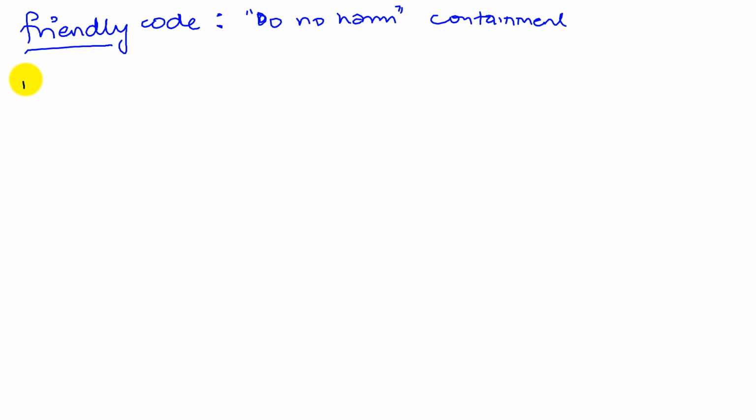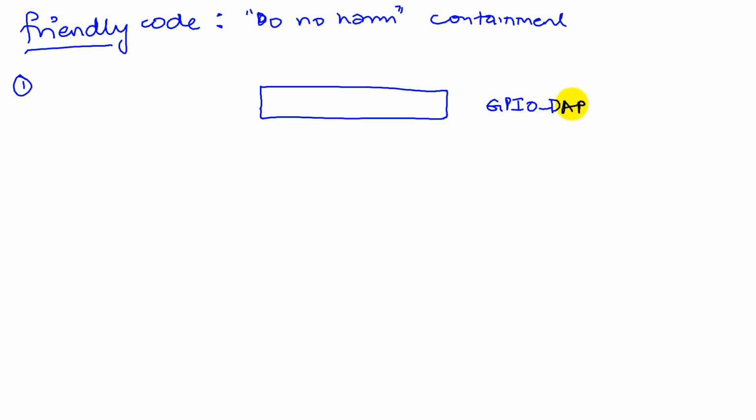The first thing I want to look at is how do I change, for example, here is my GPIO data register, and this is the data register for port F. And there is a bit that I want to change. This is my target bit, and I want to set this bit. To set this bit is to make it a 1.